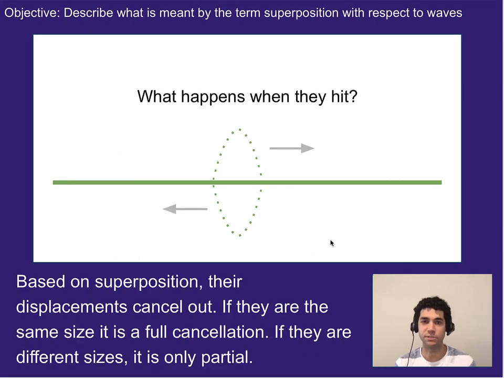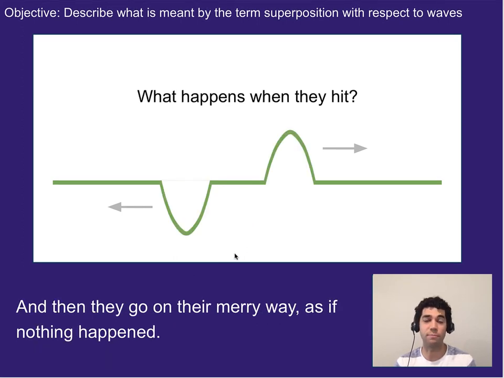All right, hopefully you took a moment to think about it. If you have, let's say, a positive one overlapping with a negative one, if you just add those together, that comes out to 0. So in this case, based on superposition, their displacements actually cancel out. But again, it's only going to be temporary. They'll go on their merry way afterwards as if nothing had ever happened.